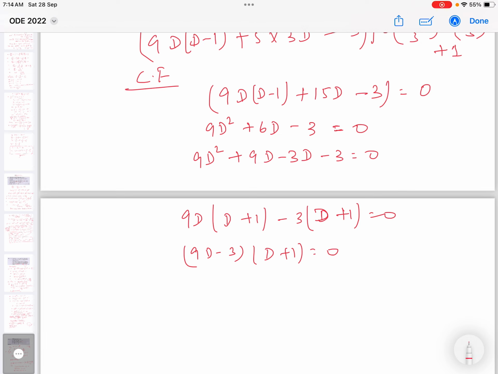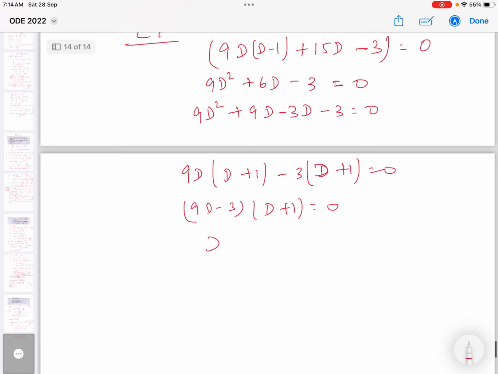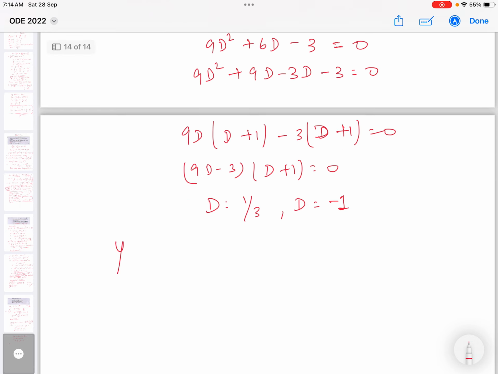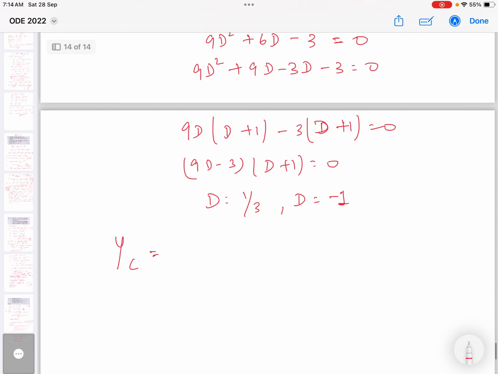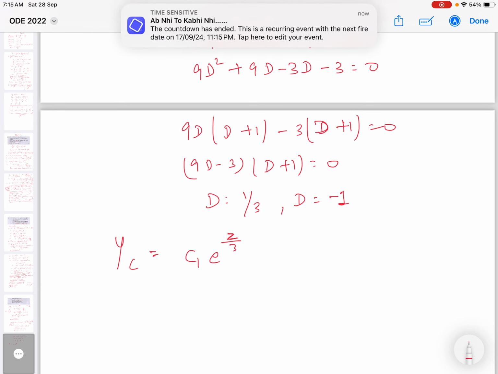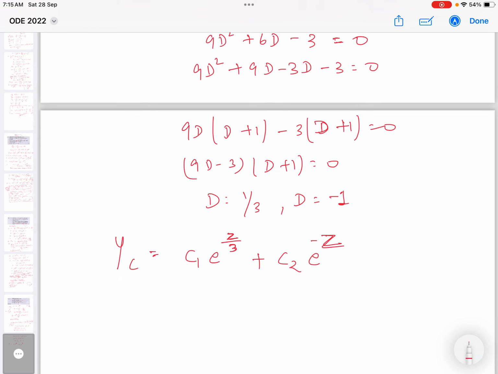Yeah, fine. So solutions are d is equal to 1 by 3, d is equal to minus 1. So the complementary solution YC, the complementary function we are finding, is nothing but y is equal to c1 e to the power z by 3. Mind it, we are not dealing with x here, we are dealing with z. Plus c2 e raised to the power minus z. I think we are correct.